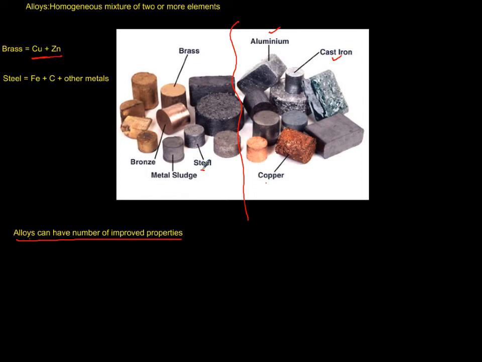Now, steel is a combination of iron and other elements. Usually you have a trace amount of carbon, and you can put in nickel or something and have stainless steel, and you could have carbon steel and many other possibilities. So alloys are mixtures of metals with other metals or other elements.